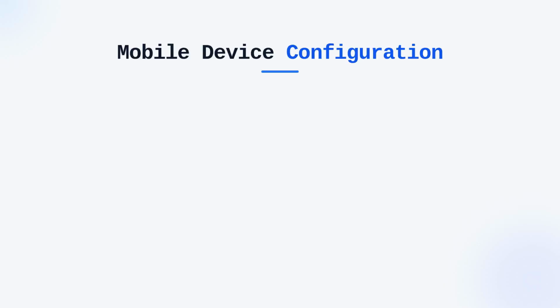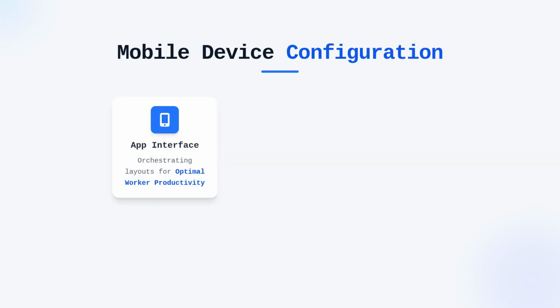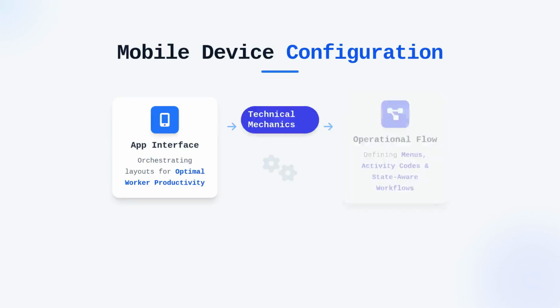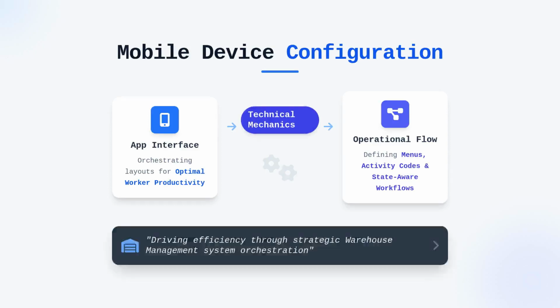Welcome to this chapter on mobile device configuration, where we examine how to orchestrate the warehouse management mobile app interface for optimal worker productivity. We will focus on the technical mechanics of defining menus, activity codes, and the state-aware workflows that underpin efficient warehouse operations.